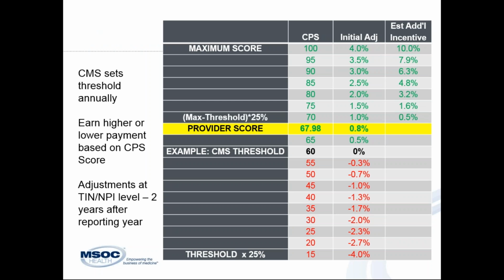And again, we're going to put that on this scale from 0 to 100 of all providers laid out, 0 to 100, and CMS is going to tell us a threshold. This example suggests it might be 60. They did use 60 as an example in the proposed rule, but they were very clear it was an example. So I don't know what the threshold will be, but if it was 60 and our provider had a score of 67.98, they would be earning the standard allowable plus 0.8% on every claim that they submit to CMS in the payment year.